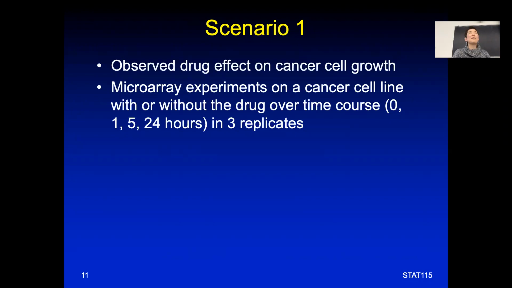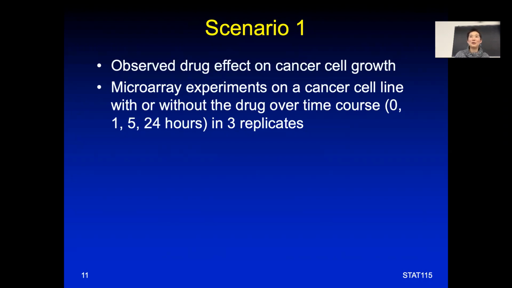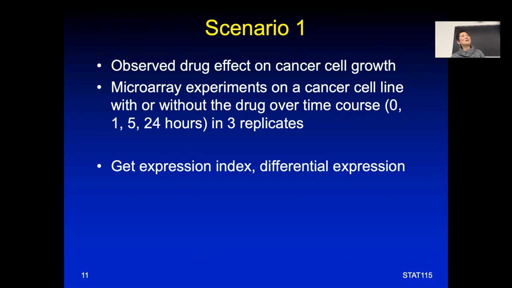You just use RMA, right? You normalize, you do median polish, you get your gene expression index. Then what? Sorry, I already told you. You use differential expression. How do you do the differential expression?